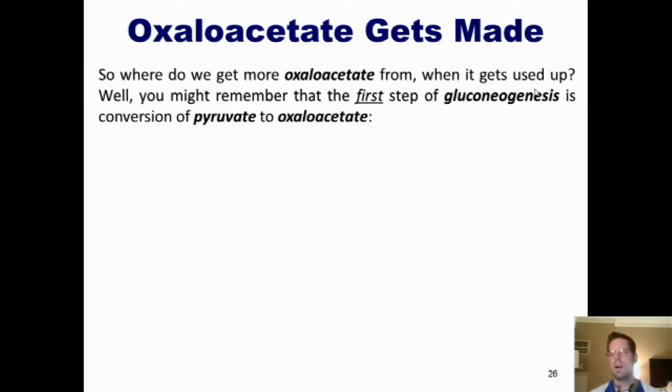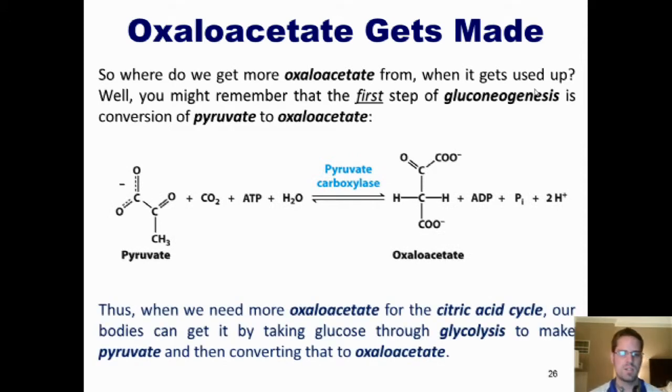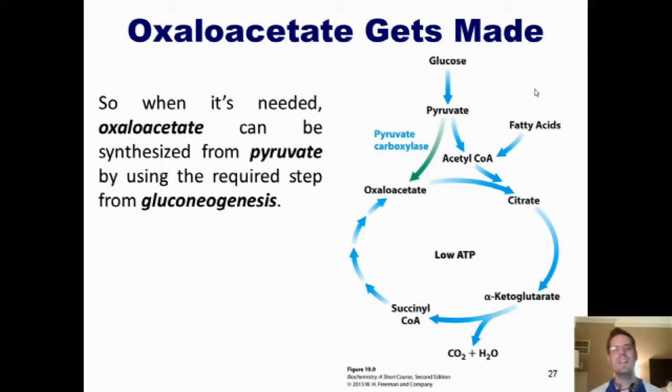So where do we get more oxaloacetate from once it's used up? Well, you might remember that the first step of gluconeogenesis is the conversion of pyruvate to oxaloacetate. Thus, when we need more oxaloacetate for the citric acid cycle, our bodies can get it by taking glucose through glycolysis to make pyruvate, and then converting that pyruvate into oxaloacetate. So when it's needed, oxaloacetate can be synthesized from pyruvate by using the required steps from gluconeogenesis.